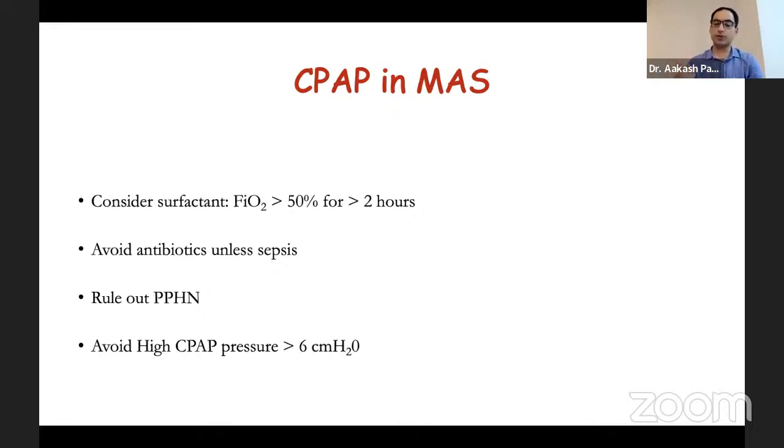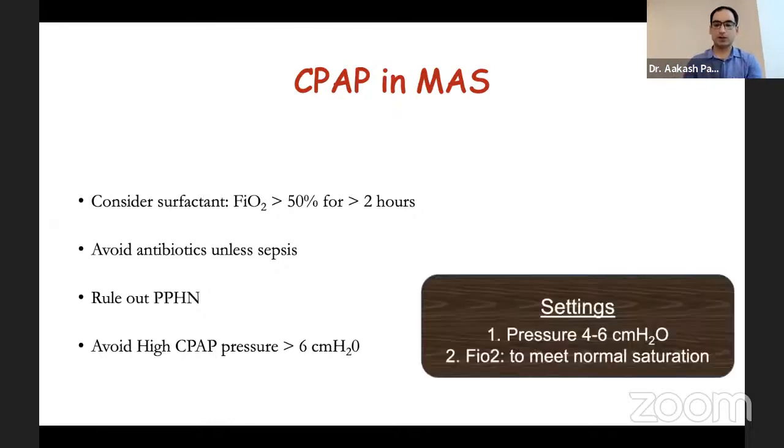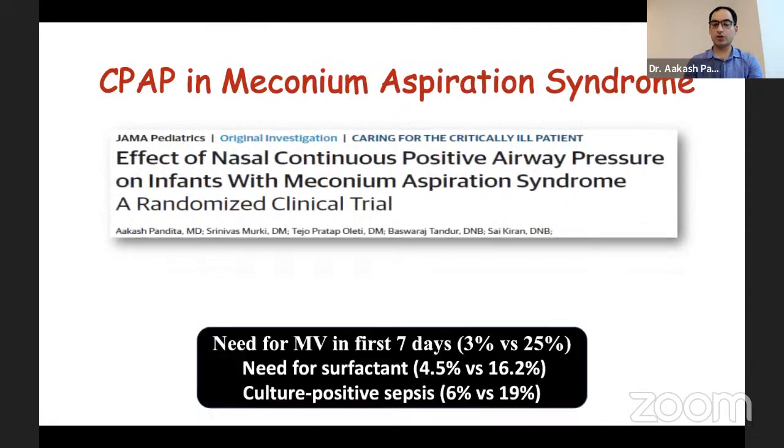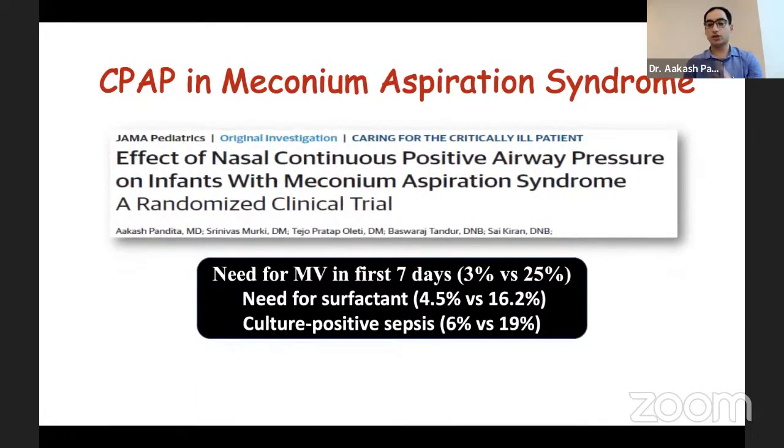The thing you have to remember in meconium aspiration syndrome while using CPAP is that if the X-ray shows hyperinflated lung fields, do not give high pressures above 6. Consider mechanical ventilation early. So the setting should be to start with a low CPAP of 4 and then go on to 6. If the baby is not maintaining saturation on CPAP of 6 and FiO2 of 50 to 60%, go and ventilate these babies early. This is one of the papers we published in JAMA, where we showed that babies who were put on CPAP compared to hood box oxygen, the need for mechanical ventilation was drastically reduced from 25 to 3%. Also, the need for surfactant was decreased from 16 to 4%.